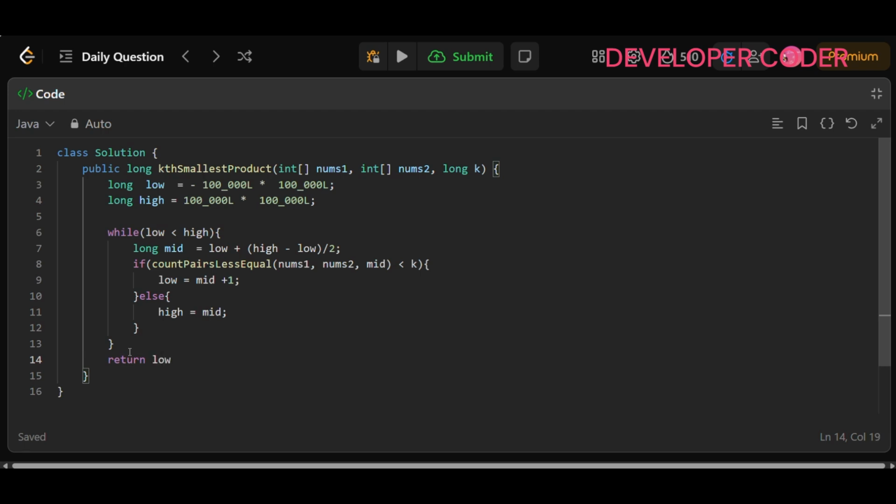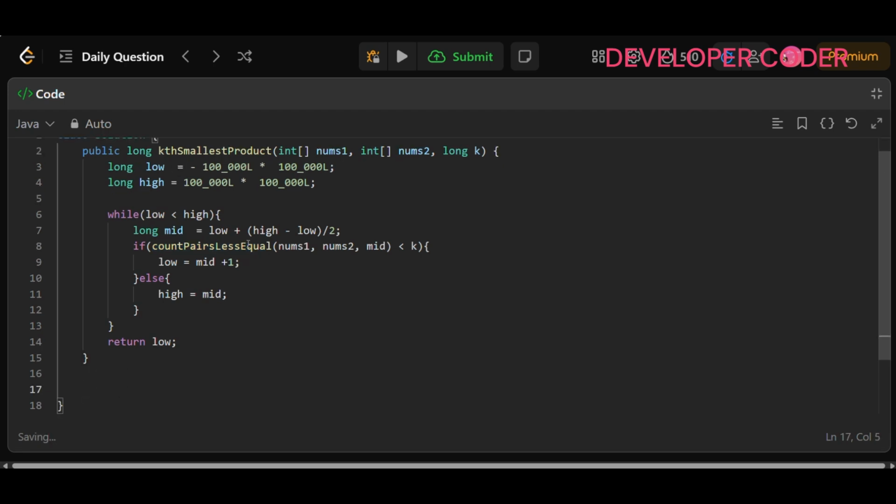So low is going to contain the answer. I am expecting this to check everything, but this is the basic structure of this code. So now we have to just write the code for this count pairs less equal, and this is also going to be very simple, nothing complex here.